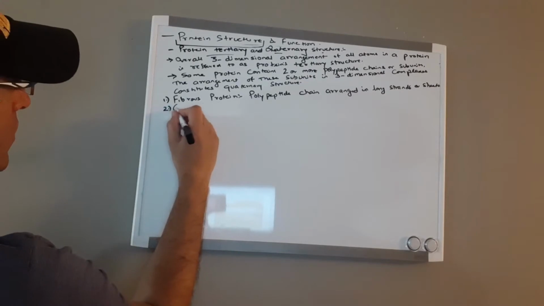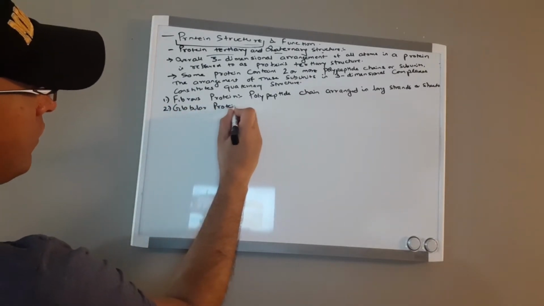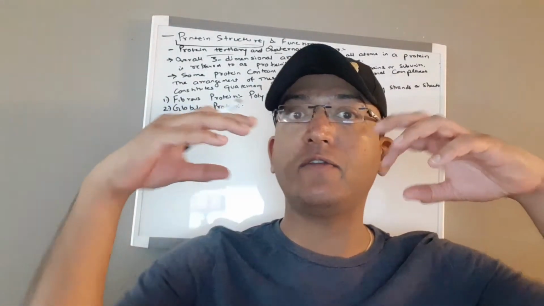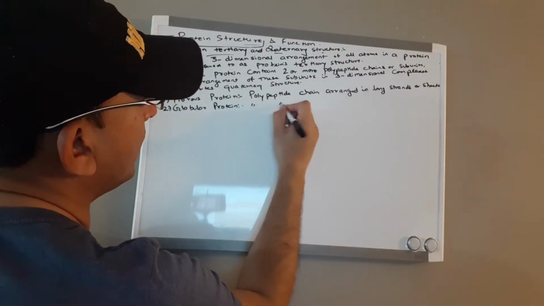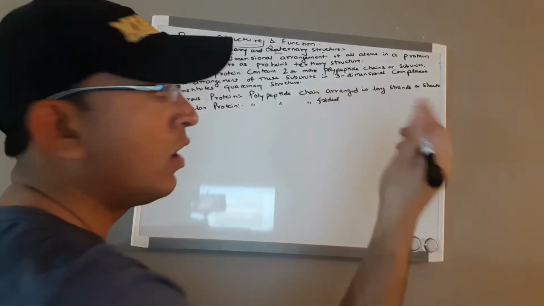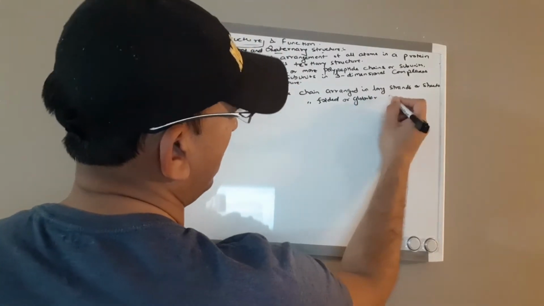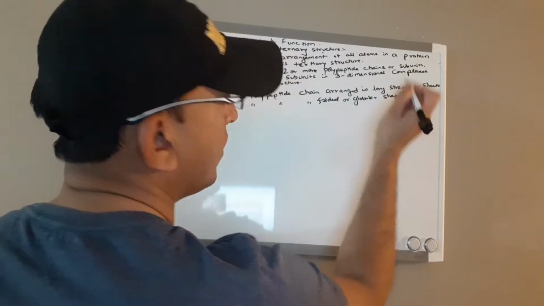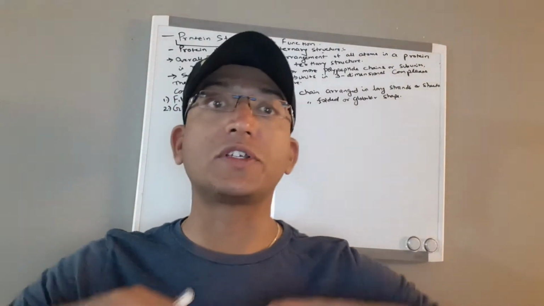So this was one type, and the second type is globular protein. Right. So in globular protein, the polypeptide chain is folded into a spherical or globular shape. Alright. So these are the two groups that are structurally distinct.